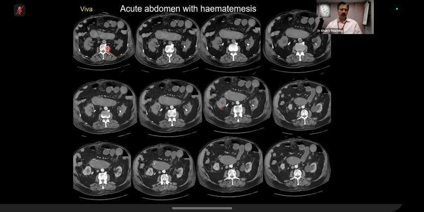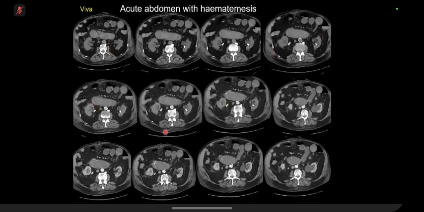Okay, if you see here, because of time factor, I am going to tell you that this is a non-enhanced phase. This is an arterial and slightly delayed. Over to you, what's happening?